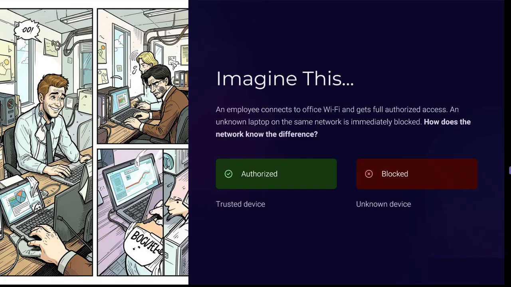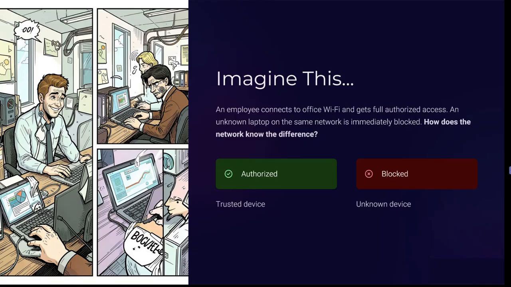Let's start with a simple scenario. Imagine two people connect to your company Wi-Fi at exactly the same time. The first person is an employee using a company laptop. Within seconds, they get access to emails, internal applications, and shared files. The second person plugs in an unknown laptop. Instead of gaining access, the device is immediately blocked. So the question is, how does the network know who should be trusted? That's exactly where ISE comes in.